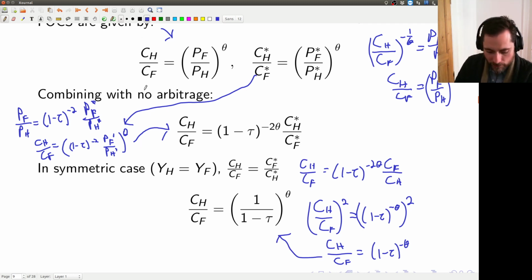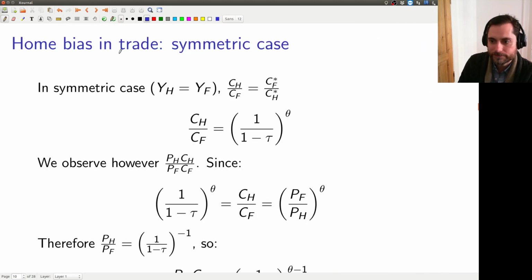Okay, so what have we done? We've derived relative consumption of the home and foreign good as a function of trade cost. Okay, so all we have to do now is see if this is reasonable. So do people consume a lot less of the foreign good than they consume of the home good? This is this domestic bias in international trade. Can we explain how much more people consume the home good based on reasonable parameters theta and tau? Okay, so that's the name of the game here. So what we're going to do next is we're going to plug in a couple of potential thetas and taus.